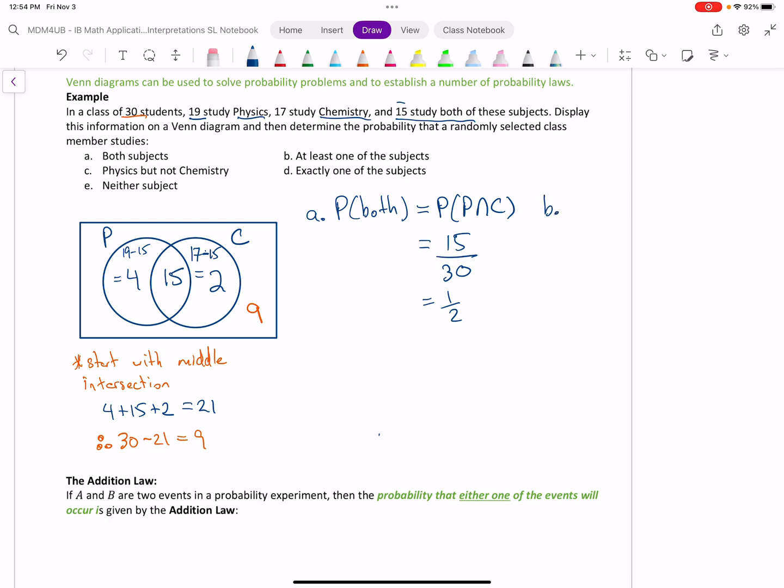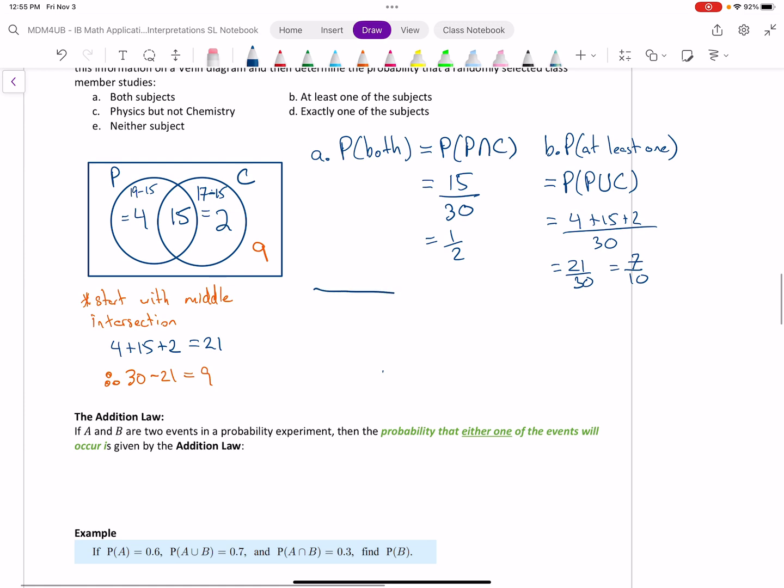Second one says, what's the probability they study at least one of the subjects? So probability at least one. In this, what we're figuring out is that they could study one or two, so either subject. So really it's P union C. And that's really all of these things, 4 plus 15 plus 2, which we figured out, out of 30, which gives me 21 out of 30, which is the same as 7 out of 10.